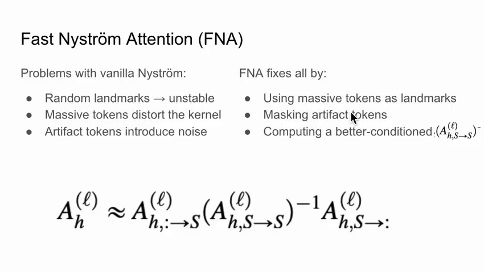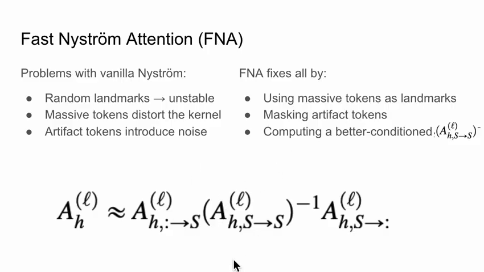So, choosing massive tokens as landmarks gives a mathematically aligned low rank basis. And masking artifact tokens prevents softmax from applying fake eigendirections. We take massive tokens as landmarks, and we mask artifact tokens in the softmax.